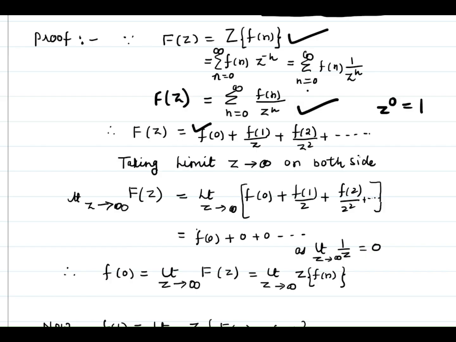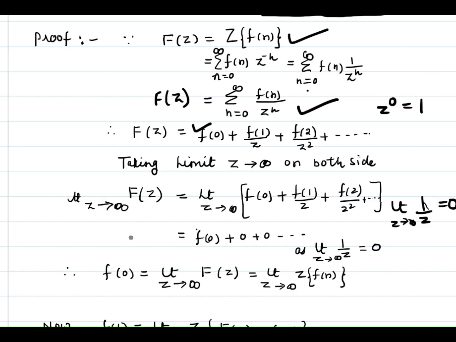Now since we have to take the limit z tends to infinity to prove the initial value theorem, we will take z tends to infinity on both sides. So this is already f of 0, and this is f1 upon z. For 1 upon z at z tends to infinity, if we are putting, this is always equal to 0. So this is 0, next is 0, and all are 0 except f of 0. Because here there is no z, this is the constant value, the initial value, so we will substitute as it is.